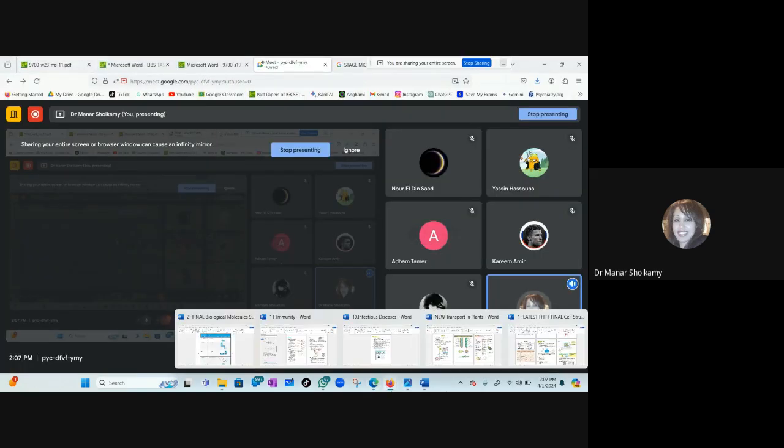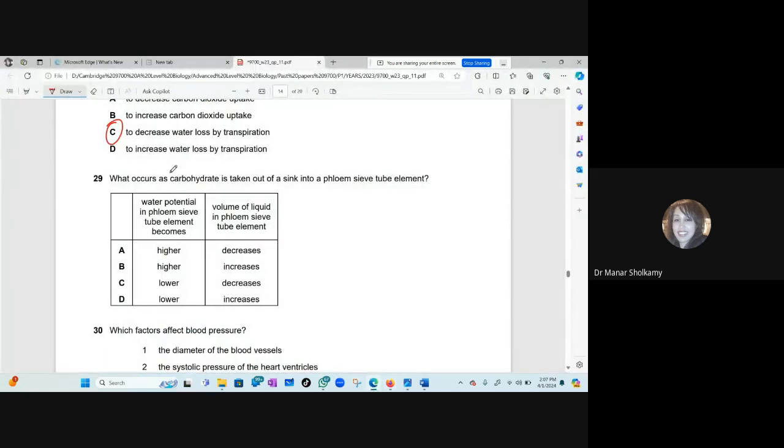Yassine. What occurs as carbohydrate is taken out of a sink into a phloem sieve tube element? The water potential in the phloem will become higher or lower when you have the phloem and the sugar is being loaded? So the water potential will increase or decrease? It will decrease, correct. And what will happen to the volume of the liquid in the sieve tube element when it decreases? So this means it's either C or D. What will follow?